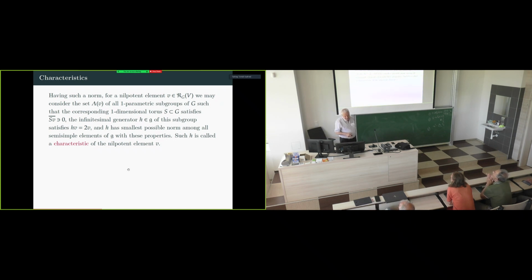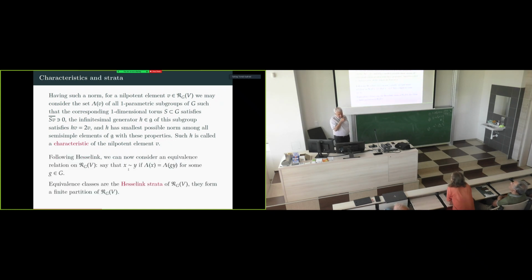In any case, for the adjoint case, the datum that we fix with each nilpotent orbit is the following. You find some semisimple element H in the Lie algebra such that Hv is 2v, and H has the smallest possible norm among all semisimple elements with this property. And this H is called the characteristic of the nilpotent element v.